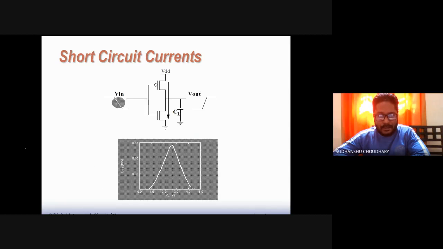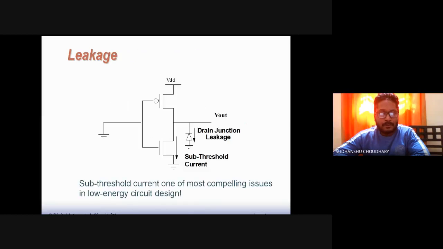Now, short circuit currents, as I said, when V in is equal to Vm, that is maybe at this point, you will find that both these transistors are on. That is, at the center of the VTC or at the switching threshold, we saw that both these two MOSFETs are saturated or on. So I have a direct path between VDD and ground, a short circuit current or short circuit path. So that also means that some power is going waste, consumed. Okay. So that is also a source of power dissipation.